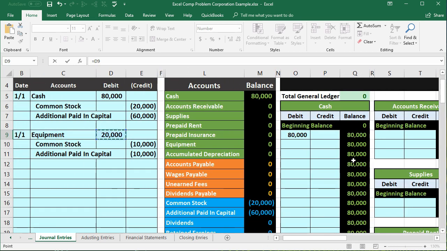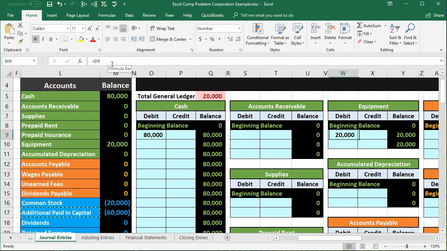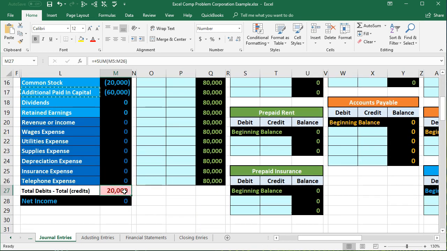I'm on the last journal entry. I want to pick up this equipment here, D9, enter. So if I scroll back over here, you can see here it is. There's the D9. You could just type in D9 if you can remember that cell. And then that'll be the 20,000, which pulls over here to the trial balance. And of course, we're now out of balance by 20,000.